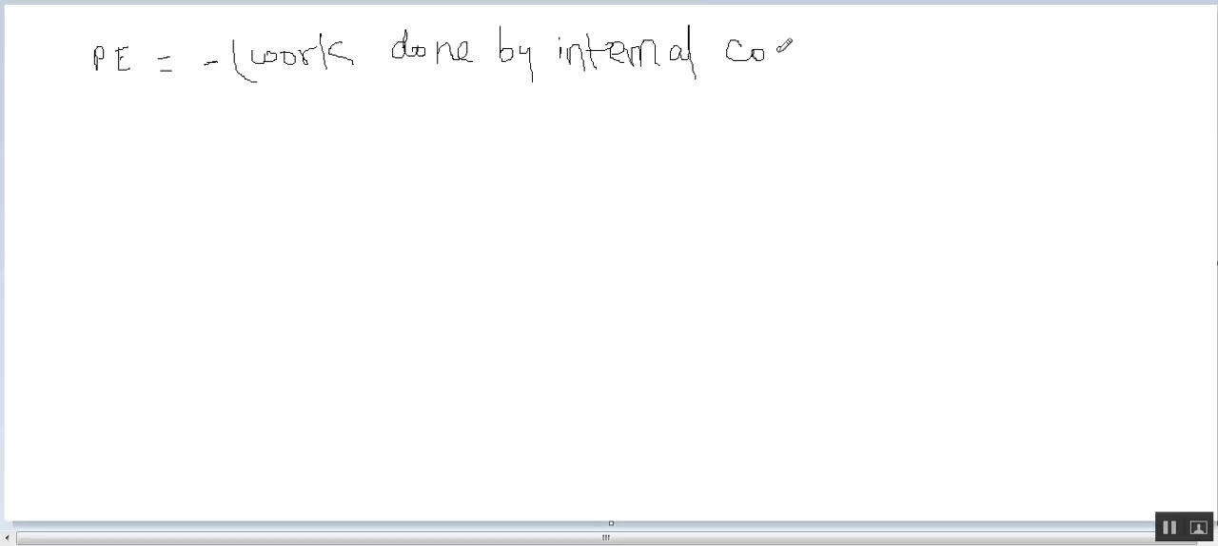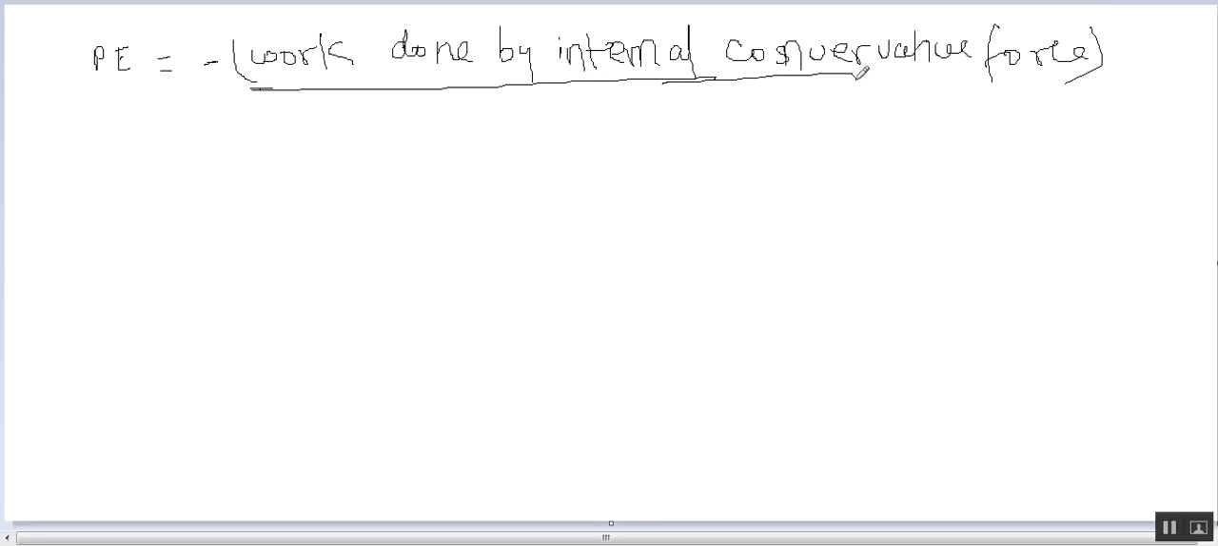Let me write it down. Potential energy is equal to minus of work done by internal conservative force. And a very good explanation is given in SC Verma. You should read this topic from SC Verma. Very good description about these things is given in that book.